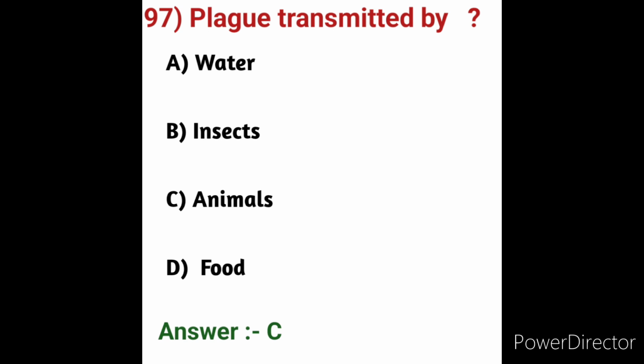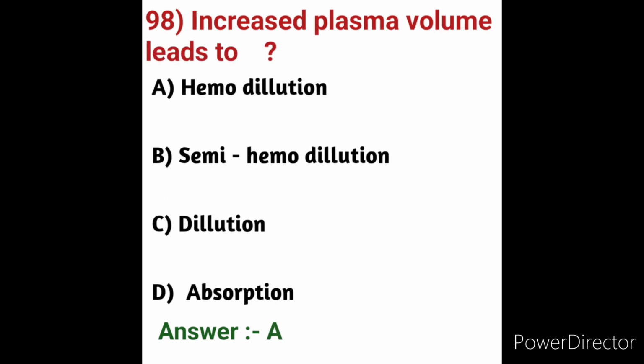Question number 98. Increased plasma volume leads to option A, hemodilution. Option B, semi-dilution, meaning semi-hemodilution. Option C, dilution, and option D, absorption. Actually, the answer is A, hemodilution.